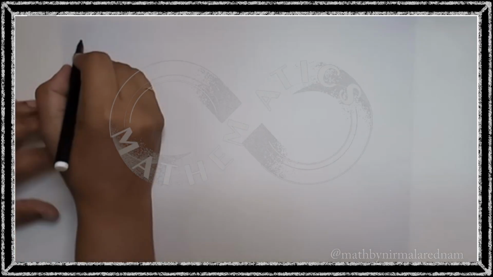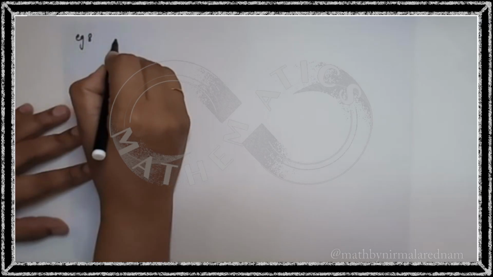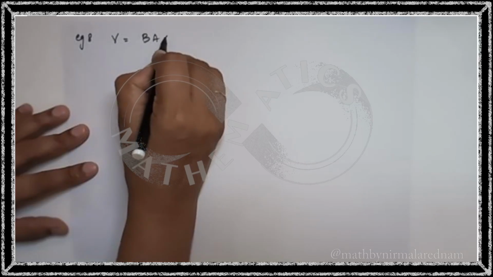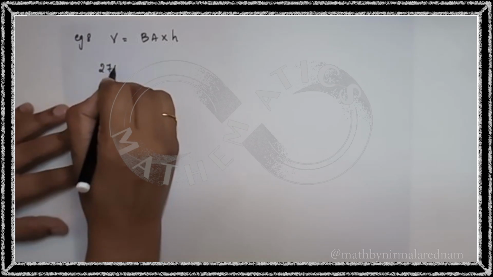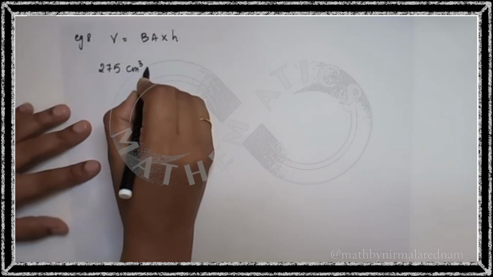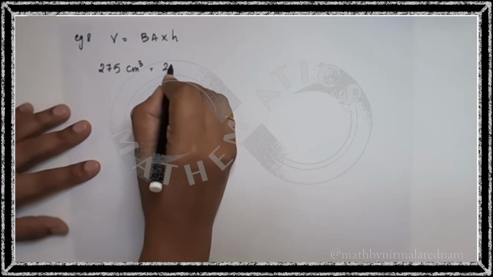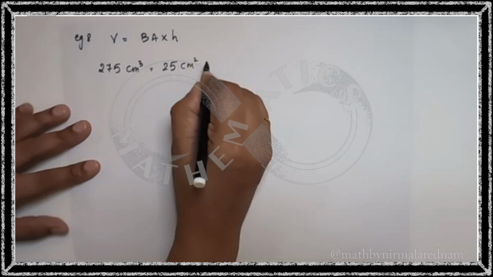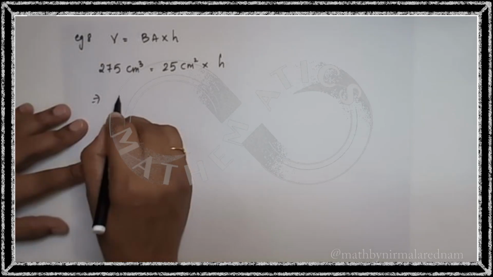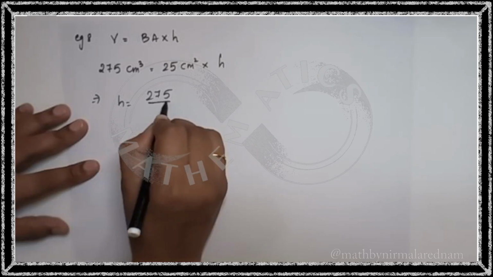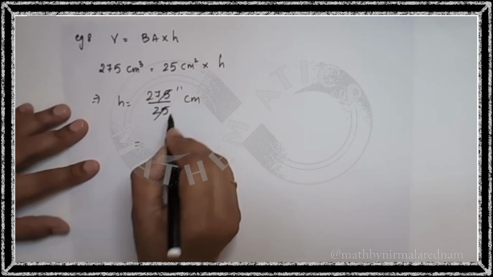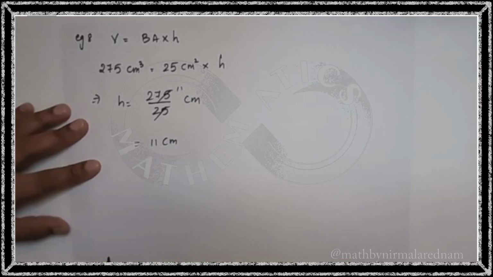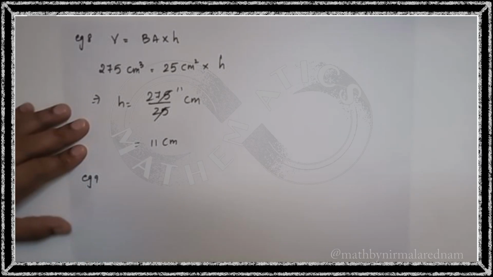Now here we have already discussed that for standard solid shapes, the volume is nothing but base area into height, right? So in this case, the volume is given as 275 centimeter cube. So we are going to equate this to the base area, which is given as 25 centimeter square into height. So from this you can say that height is nothing but 275 by 25 centimeters. So when you simplify this, you're going to get 11 centimeters. So that is your answer. The height of the cuboid is 11 centimeters, right? Now let's look at the next example.